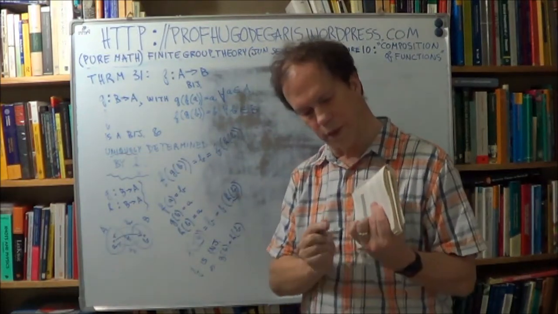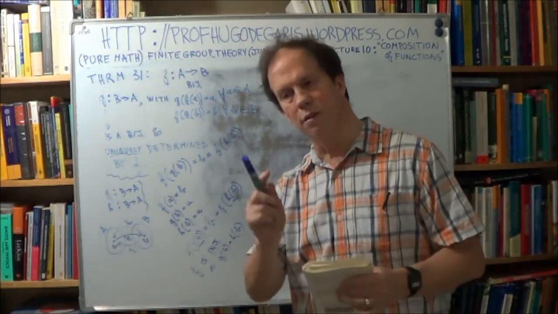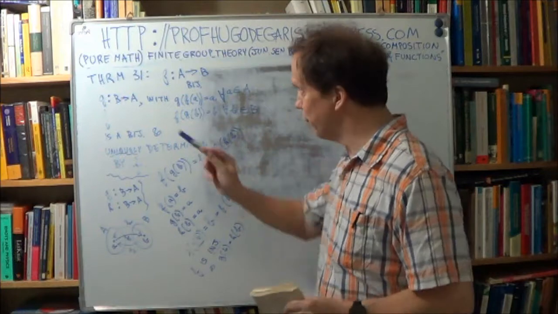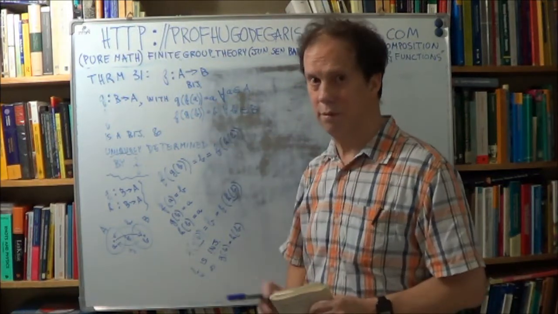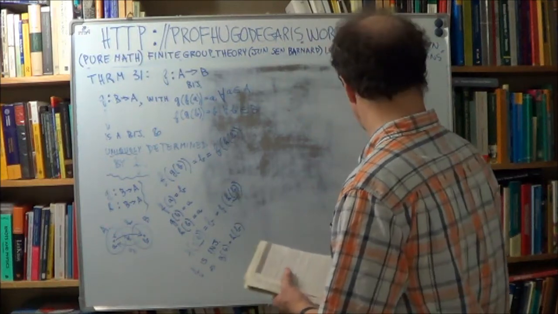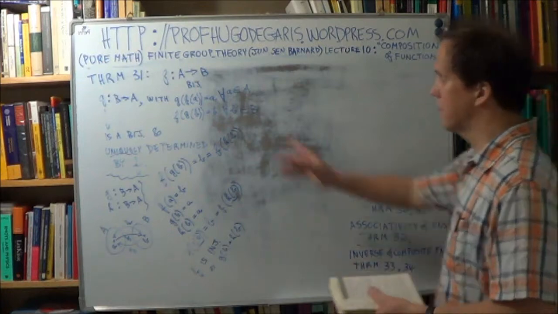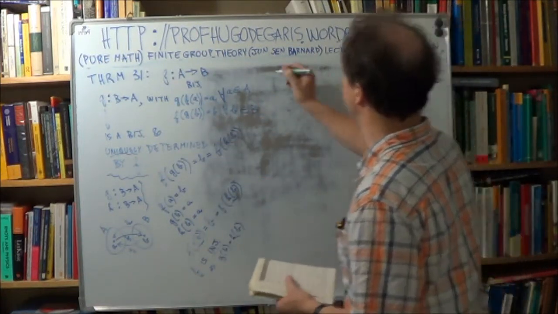Therefore we can talk about the inverse, the unique inverse of f, provided that f is bijective. Right? That's from theorem 30. All right. So that's theorem 31. Now theorem 32.